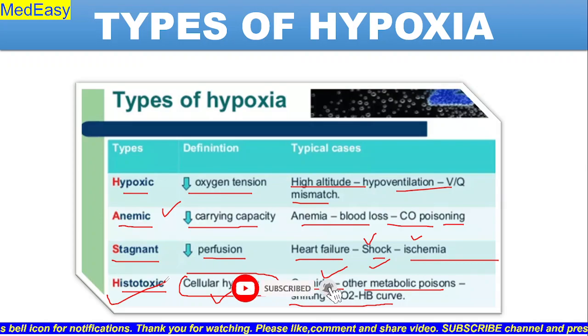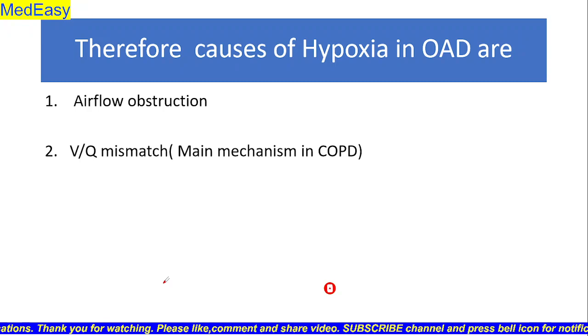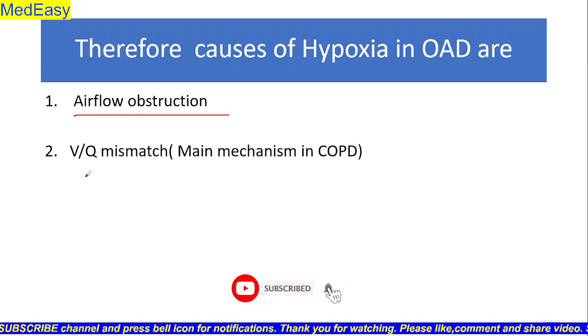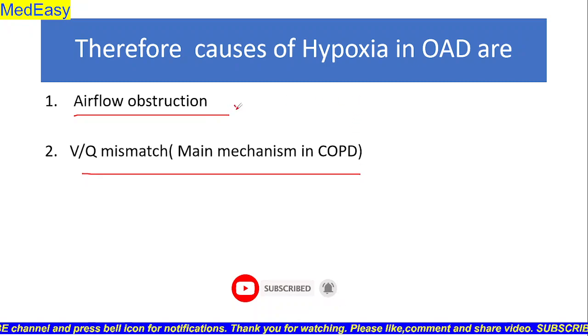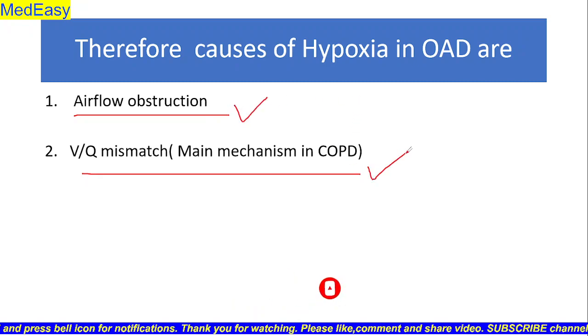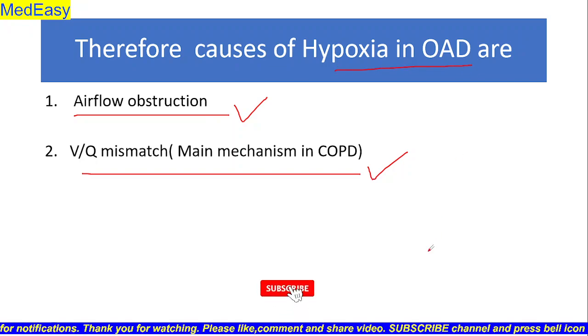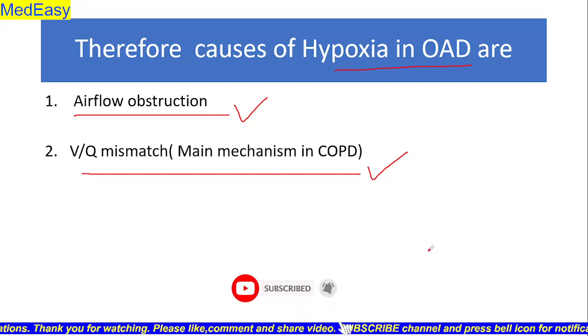All right. So this is to better understand hypoxia, and in the subsequent lecture we will understand the cause of hypoxia and hypercarbia in OAD. So by now we know that the causes of hypoxia in obstructive airway disease, in COPD and bronchial asthma, are airway obstruction and VQ mismatch. So airway obstruction and VQ mismatch are the main causes of hypoxia in obstructive airway disease. Alright, so we have understood this much.